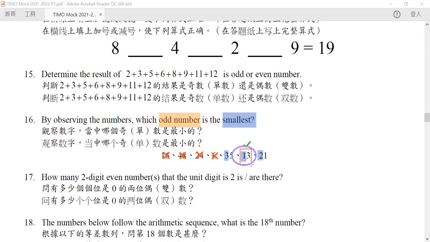Okay, so let's go to our question number 17. How many two-digit even numbers whose unit digit is 2 are in here? How many two-digit numbers in which the unit digit is 2?